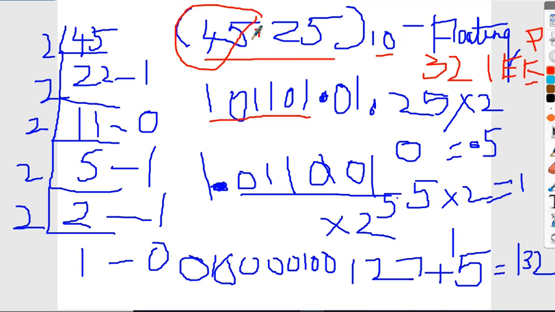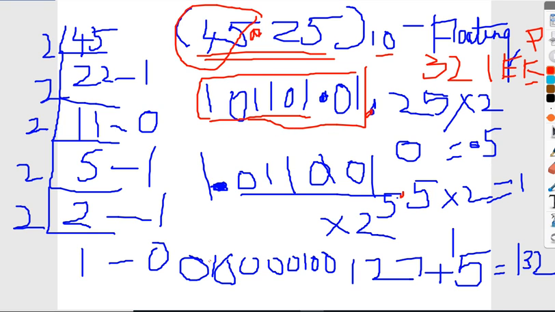Similarly 0.25 also you should write in binary. So 0.25 how to write? 0.25 into 2 is 0.5. Again 0.5 you need to multiply with 2, you'll get 1. So 0.01. So this is the binary representation of this 45.25. This is the first step you have to do. First convert the given number into binary.